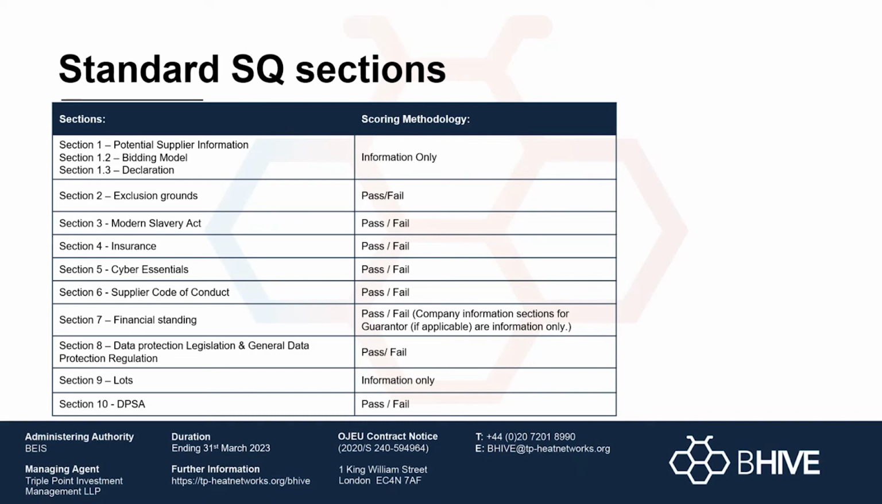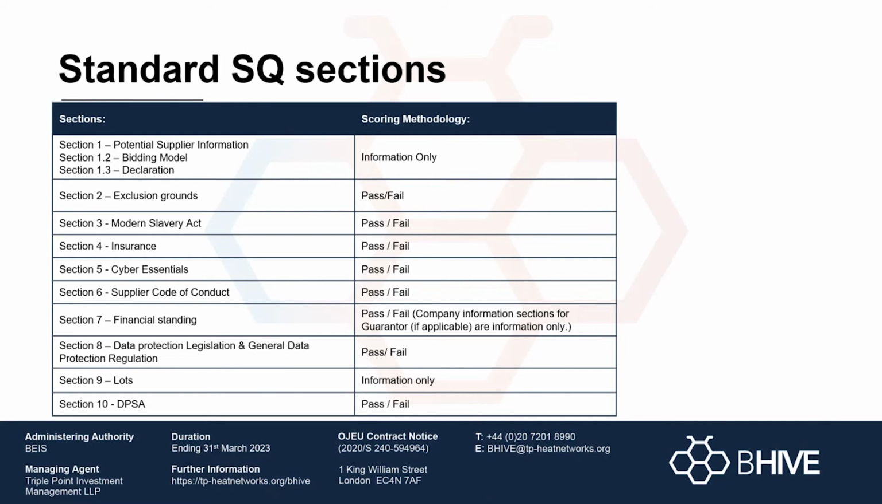Section 2 goes through the mandatory and discretionary exclusionary grounds. Section 3 is some questions on modern slavery. 4 is questions on insurance, and these align with the requirements under the DPSA for insurance for this DPS. Again, the cyber essentials questions align with the requirements under the DPSA. The supplier code of conduct is section 6, and then section 7 is a section on financial standing, which I'll go into in more detail.